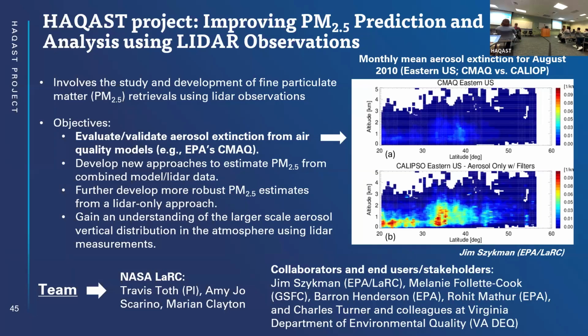Really briefly, I want to talk about my current HAQAST project, which is fundamentally to keep improving these retrievals and apply them to more current observations using the LiDARs we have now in space. This first objective was to back up a little before PM2.5 and look at the optical parameters, so aerosol extinction, and a lot of this came out of discussions with Jim Zeichman at EPA. That's his plot on the right, and he did some internal work for a few case studies looking at CMAQ aerosol extinction on the top and CALIPSO on the bottom, showing how we do see this difference, with CALIPSO being larger than CMAQ.